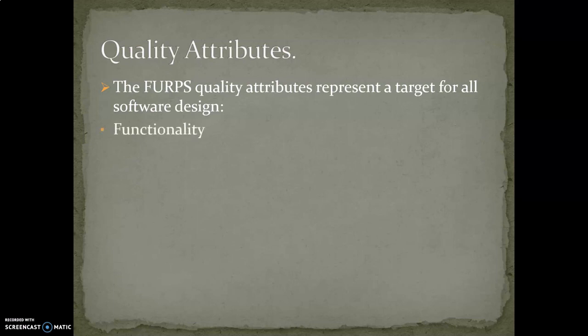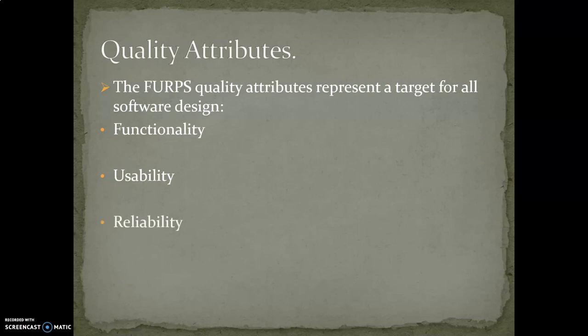First we'll see what functionality is. Functionality is assessed by evaluating the feature set and capabilities of the program, the generality of the functions that are delivered, and the security of the overall system. Basically it should function properly. That is known as functionality. Our next attribute is usability, which is assessed by considering human factors like overall aesthetics, consistency, and documentation.